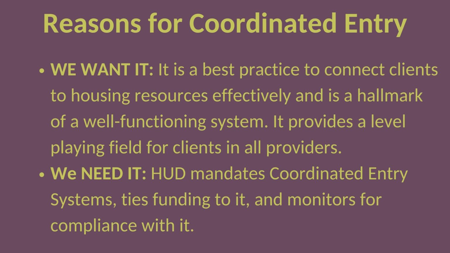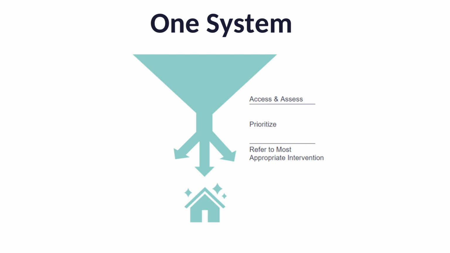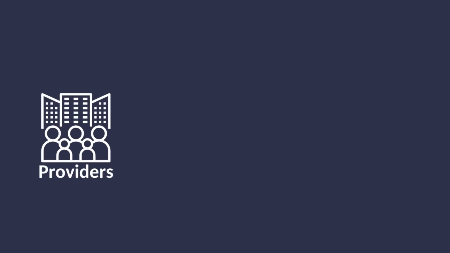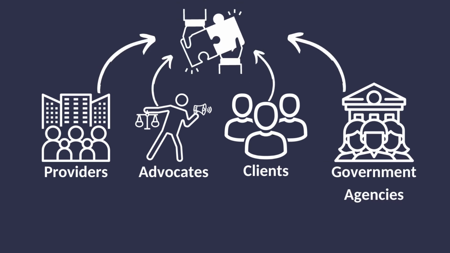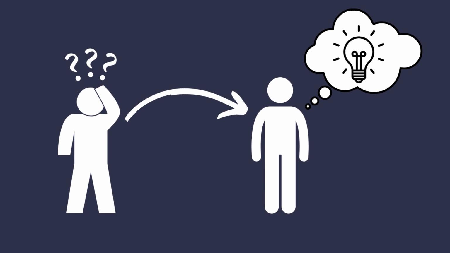Second, we are putting together a coordinated entry system because it is required by HUD. HUD ties future funding to it and monitors communities for compliance with it. By creating a system, one that shares a central vision for how we resolve homelessness, providers, advocates, clients, and government agencies alike can collaborate on ending homelessness. By centralizing our intake, assessment, prioritization, and referral system, we can make it so that our clients know what to expect when they ask for help, and we can move forward confident that we are making progress towards our goals.